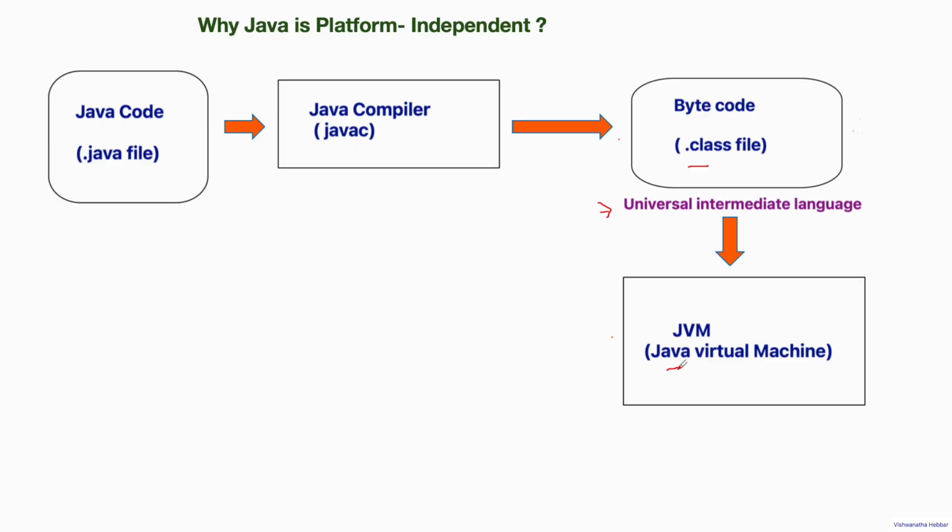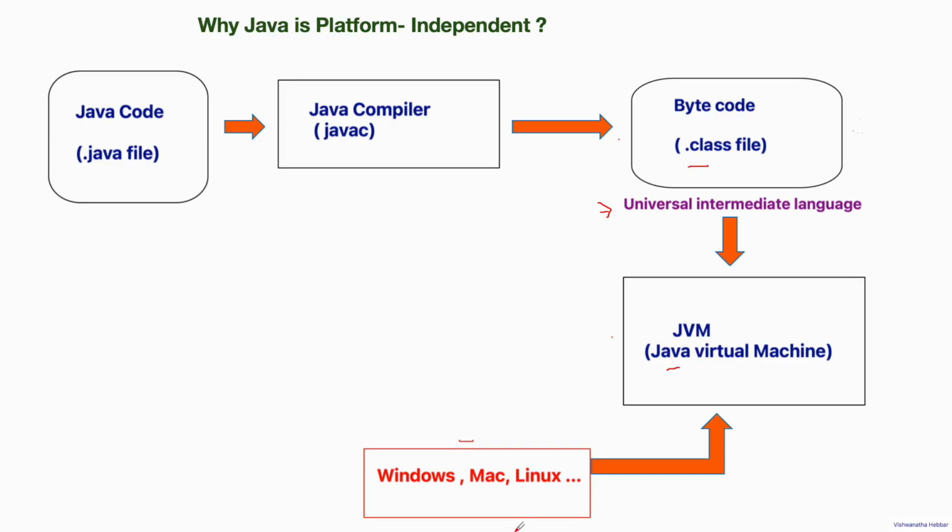JVM means Java Virtual Machine, and this JVM can be installed on different operating systems such as Mac, Linux, Windows. This JVM converts the bytecode format to machine code, right? And this JVM can be installed on any machine, and each machine will have its own JVM.